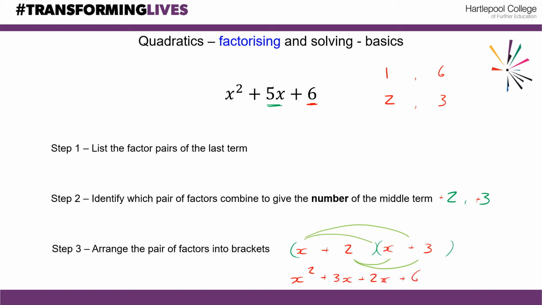If we combine the middle two terms, the 3x and 2x, what that gives us is x squared plus 5x plus 6, which is exactly what we started with. Effectively, think of factorising as the inverse operation to expanding the double brackets that we did the other week.